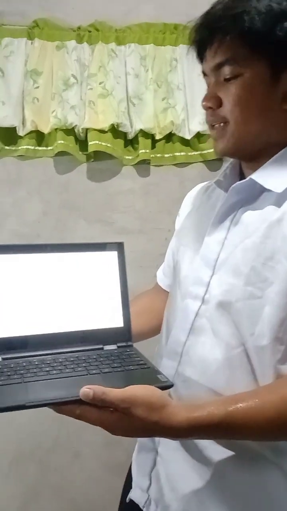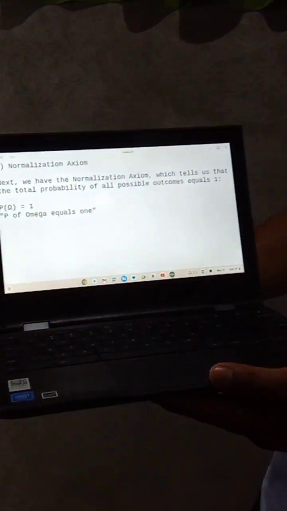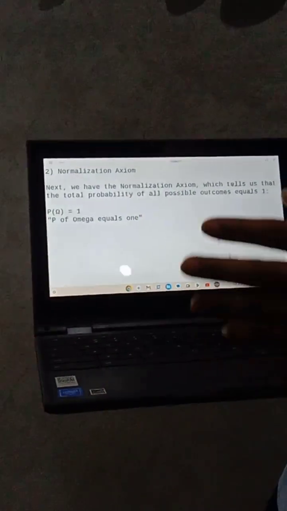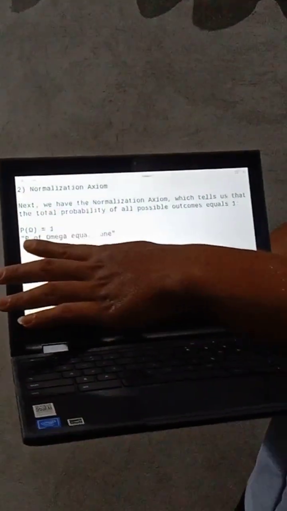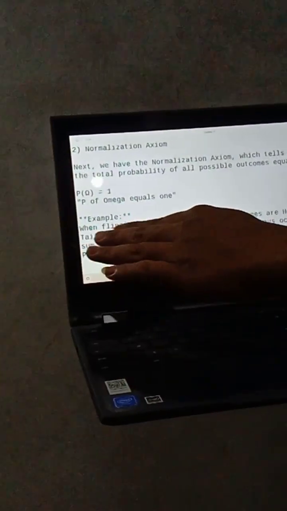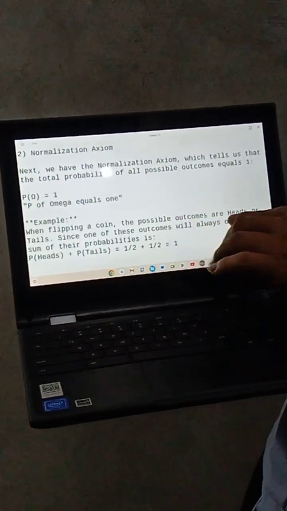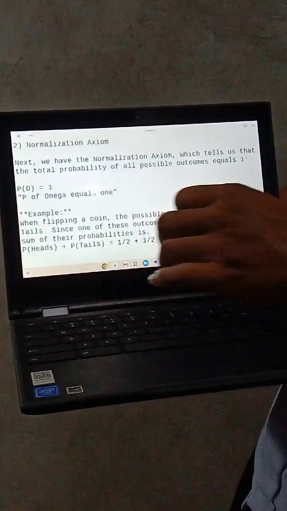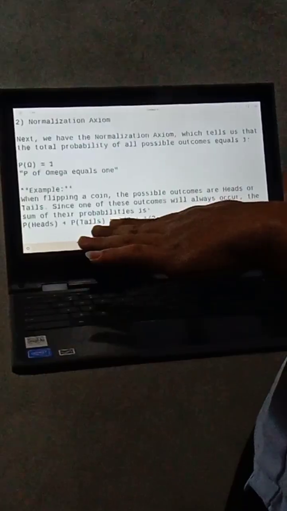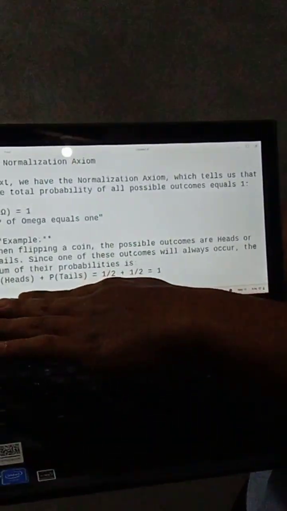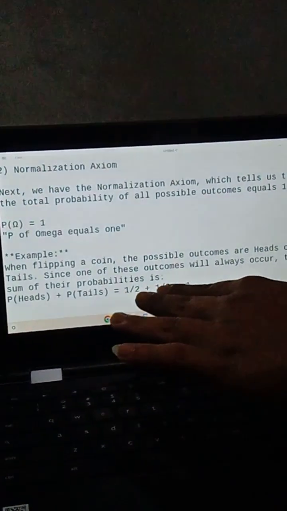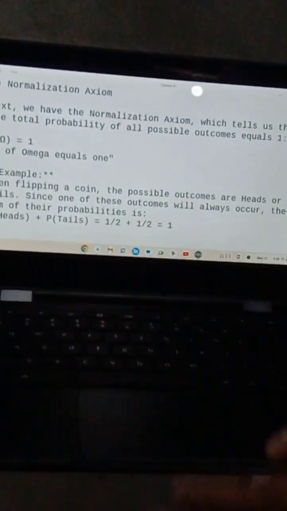Number 2, normalization axiom. The normalization axiom tells us that the total probability of all possible outcomes is equal to 1. P of omega is equal to 1. We have here an example. When flipping a coin, the possible outcomes are heads or tails. Since one of these outcomes will always occur, the sum of their probabilities is probability of heads plus probability of tails equals 1/2 plus 1/2 equals 1.